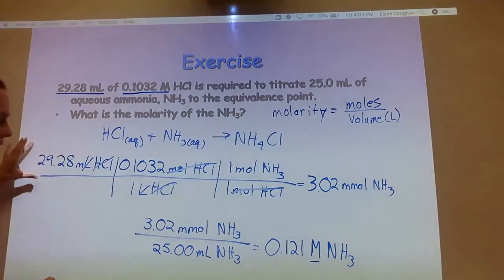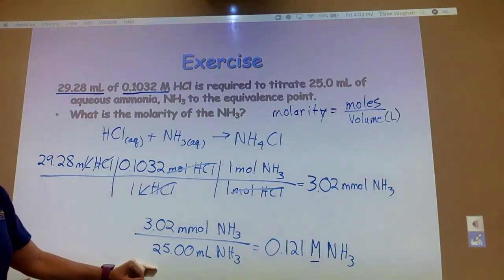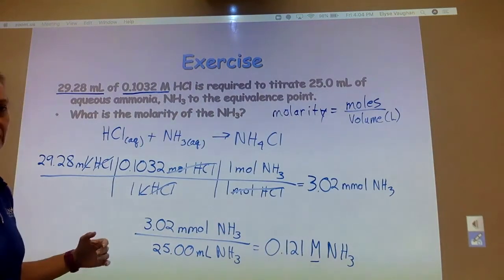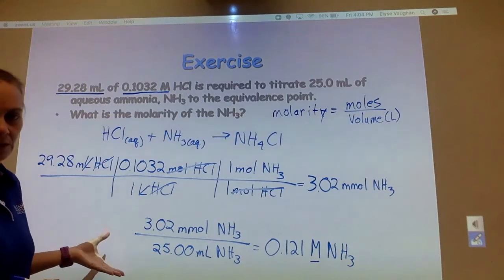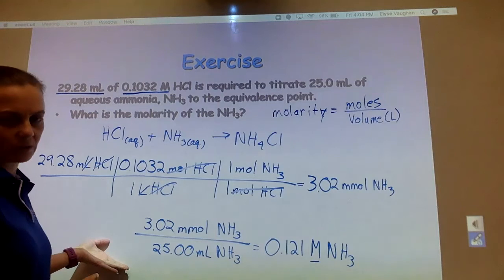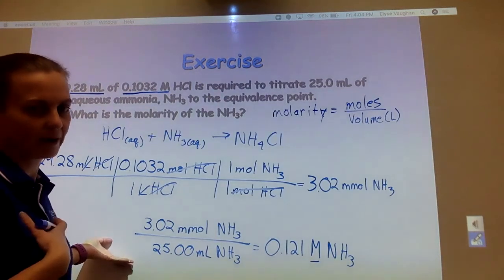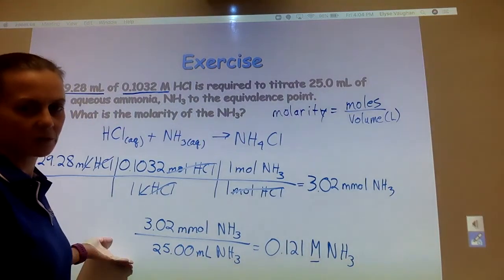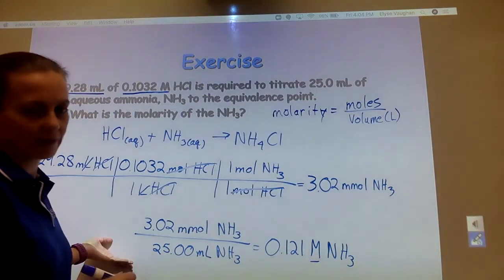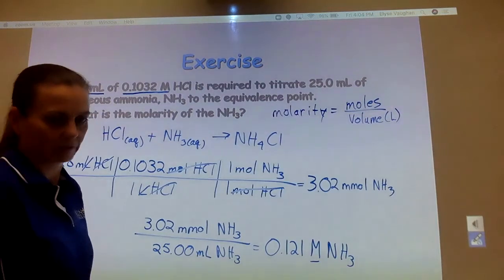It would be totally fine to call this 0.02928 liters, but then I would need to divide by 0.025 liters. And every time you do a conversion, you give yourself an opportunity to make a mistake, and you have to do an extra step. Speed is of the essence on the AP Chem exam, so this is why I don't convert. If you're more comfortable converting, that is totally fine. You do you. Okay, so we have our concentration of ammonia here.